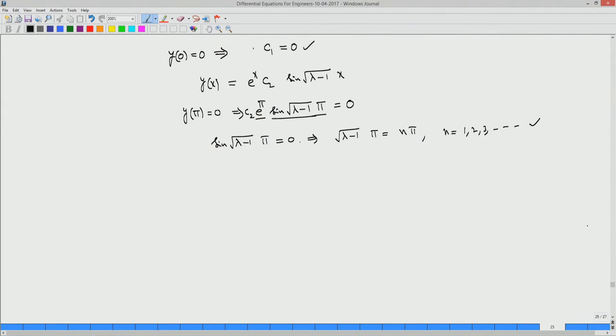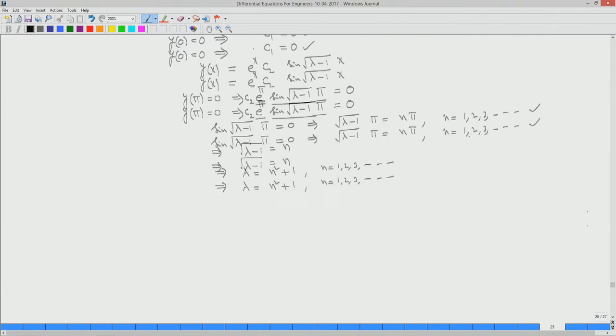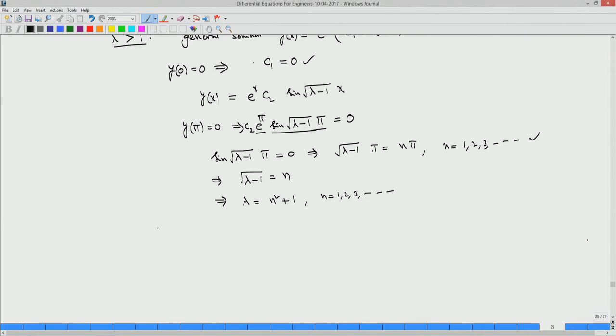So these are positive values, so the square root of this number should be positive. So you have the square root of lambda minus 1 is n. This will give me lambda as n square plus 1, with n running from 1 onwards. So these are your eigenvalues.